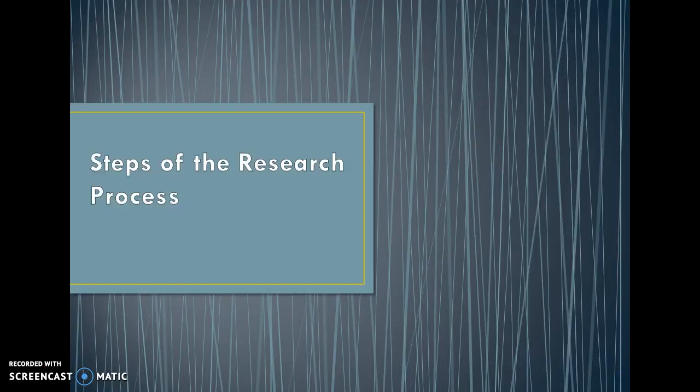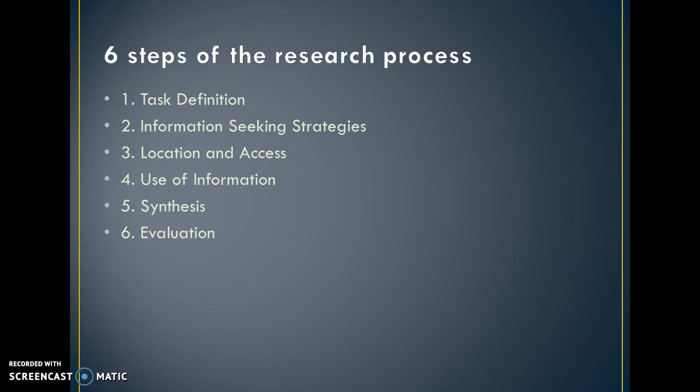6 steps of the research process. Task definition, information seeking strategies, location and access, use of information, synthesis, and evaluation. We're going to go through each of these 6 steps in a little more definition.